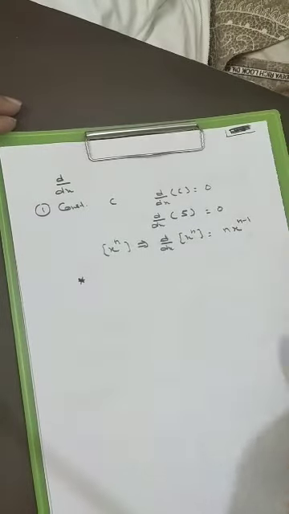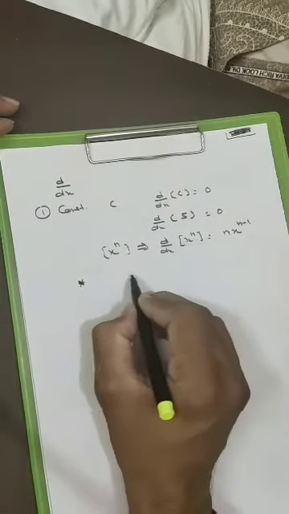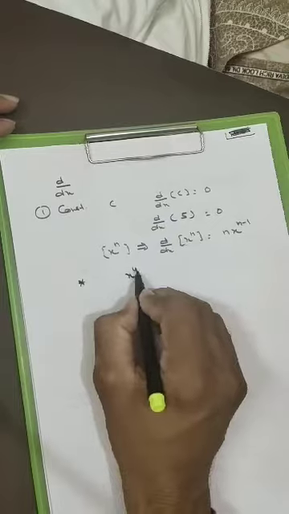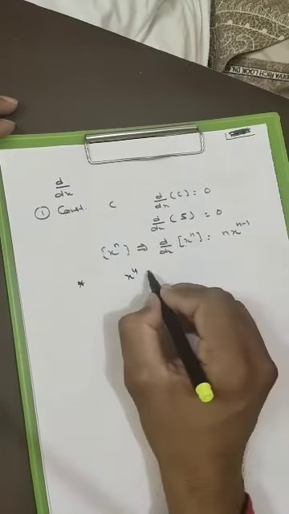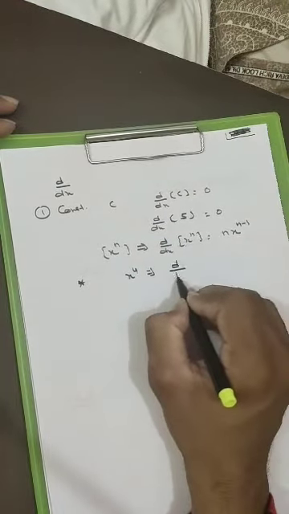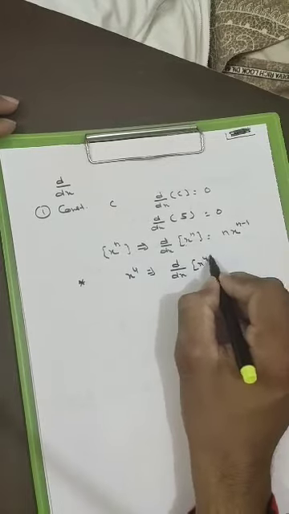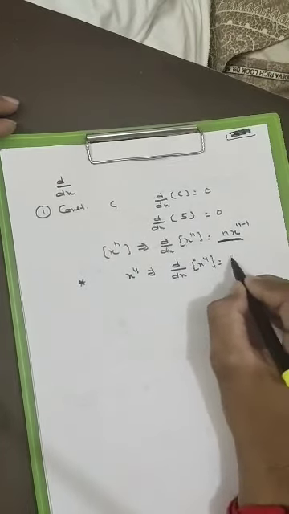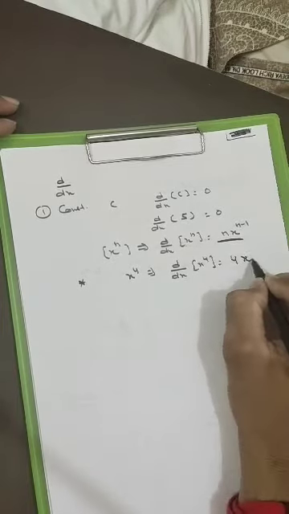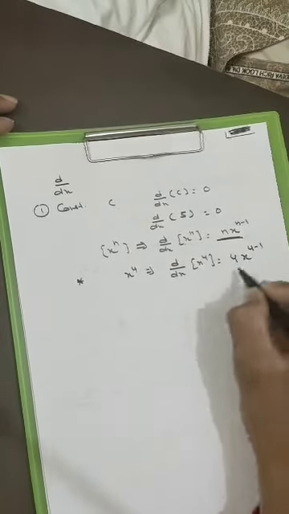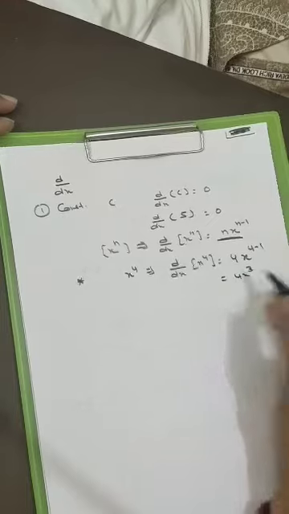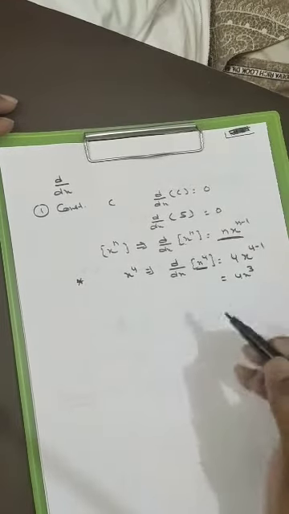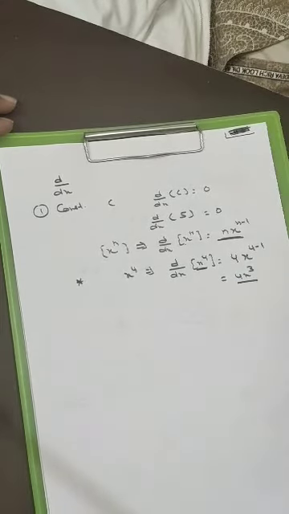Let me explain it with an example. For example, there is x raised to power 4. We want to find the differentiation of this term. d by dx of x raised to power 4 is equal to, apply this formula, bring the power first here, 4 into x raised to power 4 minus 1. So the differentiation of x raised to power 4 is equal to 4 into x raised to power 3.